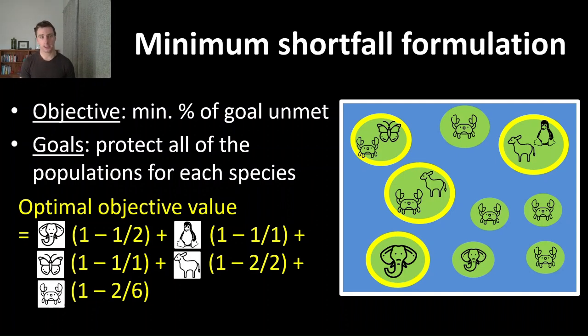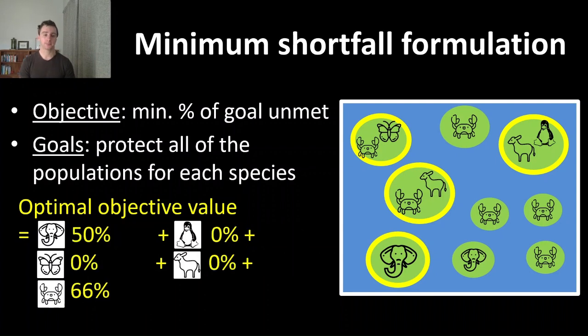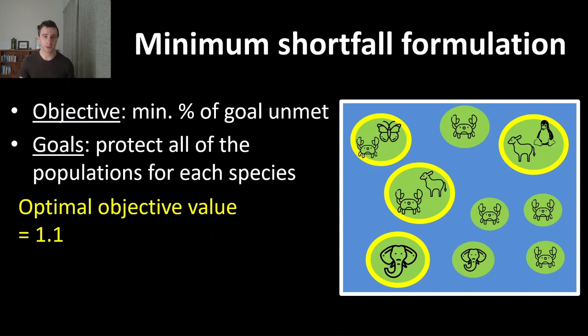So we can calculate these fractions for each of the different features and then sum them together. So we can see that we've got 50% of the elephants, 66% of the crabs is not met, 0% of the butterflies is not met. So we take those percentages, sum them together, and that gives us a value of 1.1. And this number describes how good the solution is. When we run the Where to Work tool, it's trying to minimize this number as much as possible. If this number was 0, then it would mean that we've met all the goals for all the features.